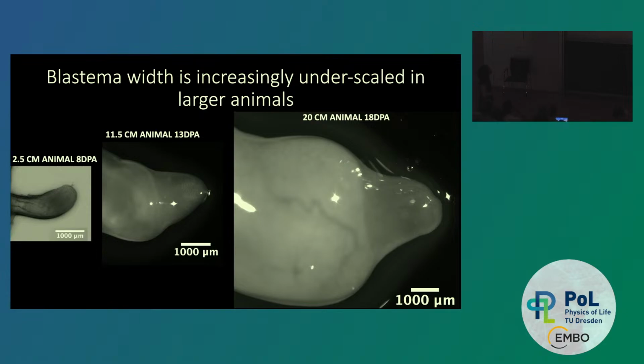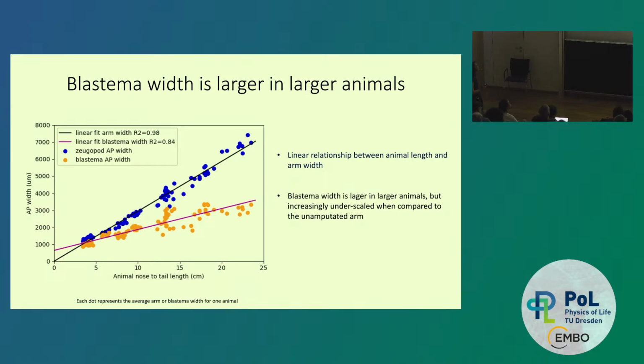You can see obviously that the bigger animal has a wider limb and that the blastema is bigger in size. But interestingly, at the 20 centimeter animal size, the blastema is bigger, but it's not proportionally bigger. So these are the numbers that he generated. You can see the width of the arm is scaling with the body size. And then at small animal sizes, the blastema width is also scaling, but then eventually it's not scaling with body size.